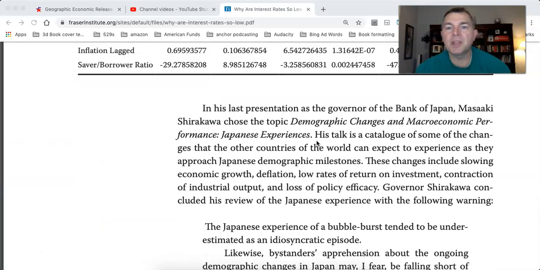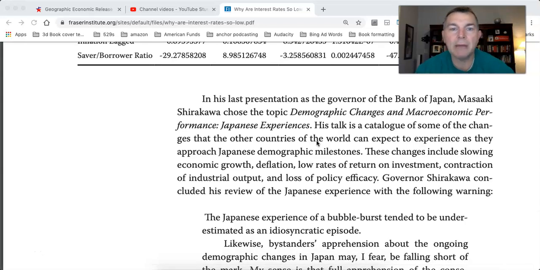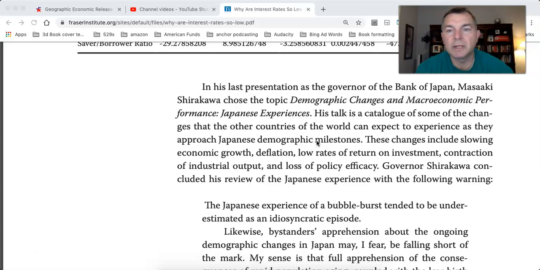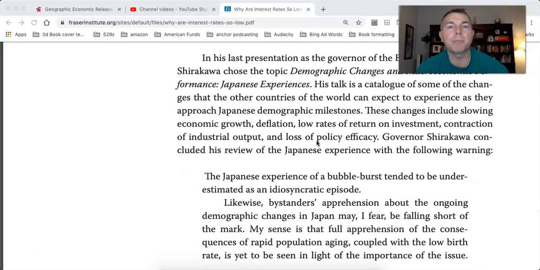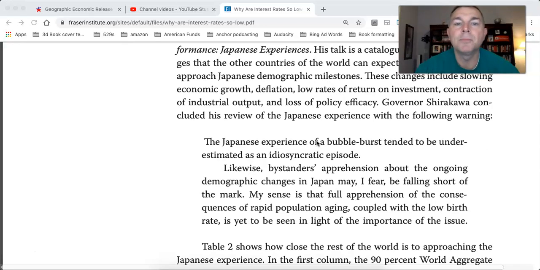In his last presentation as Governor of the Bank of Japan, Masaaki Shirakawa chose the topic demographic changes and macroeconomic performance. His talk is a catalog of some of the changes that the other countries of the world can expect to experience as they approach Japan's demographic milestones. These changes include slowing economic growth, deflation, low rates of return on investment, contraction, and loss of policy efficacy.